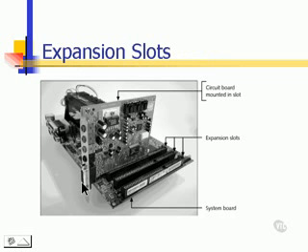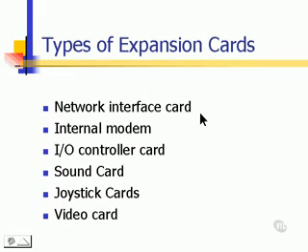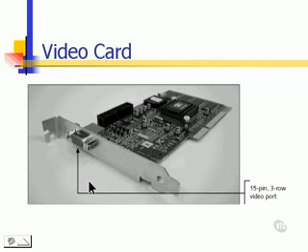Other types of expansion cards include a network interface card, an internal modem, an input-output controller card, for example, for a high-speed hard drive, a joystick card, possibly a video card. You can always tell a video card because it has a 15-pin, 3-row video port, and typically that's the only port that will be on a video card.